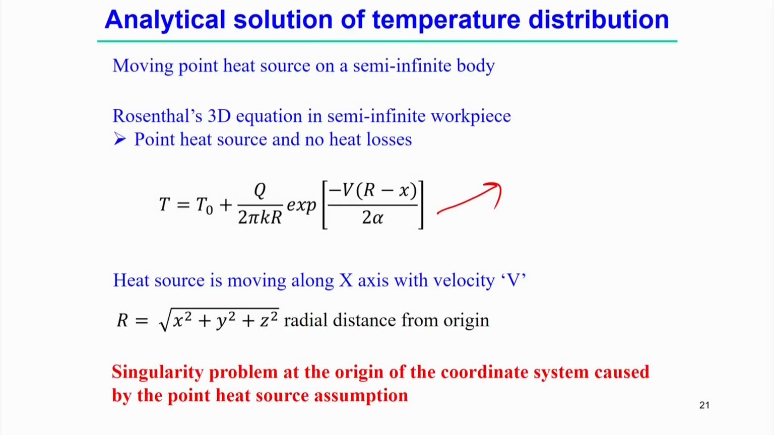In that case, this solution is valid, where T0 was the initial temperature and Q is the applied heat flux in this case, R is the radial distance, K is the thermal conductivity, and alpha is the thermal diffusivity. Alpha is basically represented by K by rho Cp, that means thermal conductivity divided by the multiplication of the density and the specific heat.